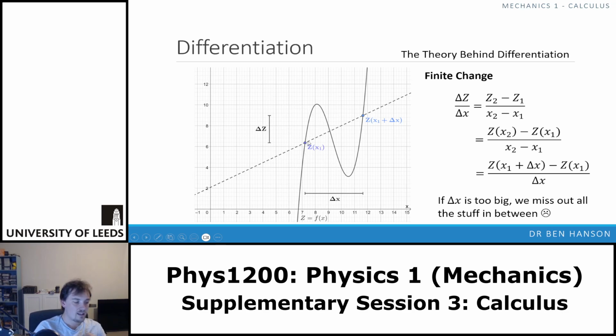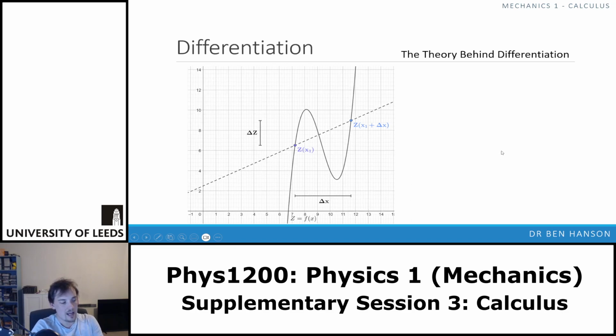If we said that this was representative of that motion, we'd be missing out the fact that they changed direction and then changed direction again before they got there. We're missing out all that in between stuff. And especially if we're doing physics, we don't want to miss out that in between stuff. We want to get as accurate as possible at every single point across that path. So how can we do that?